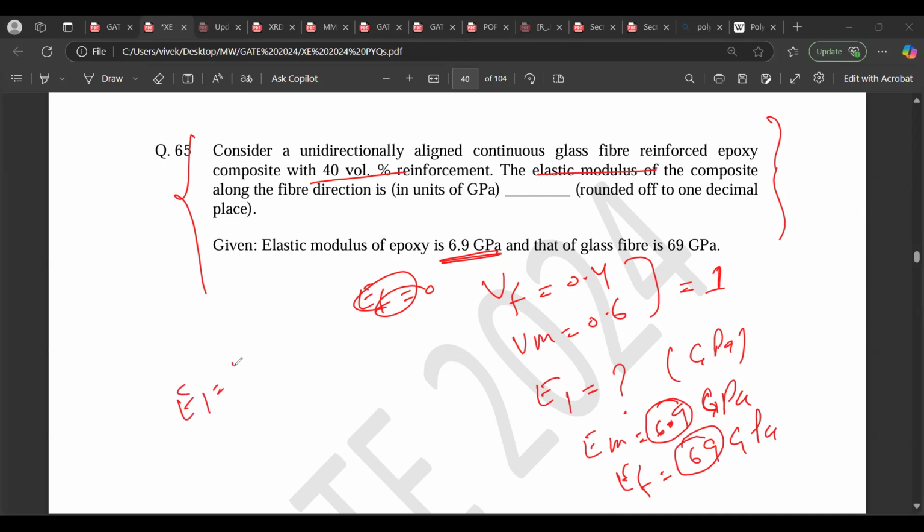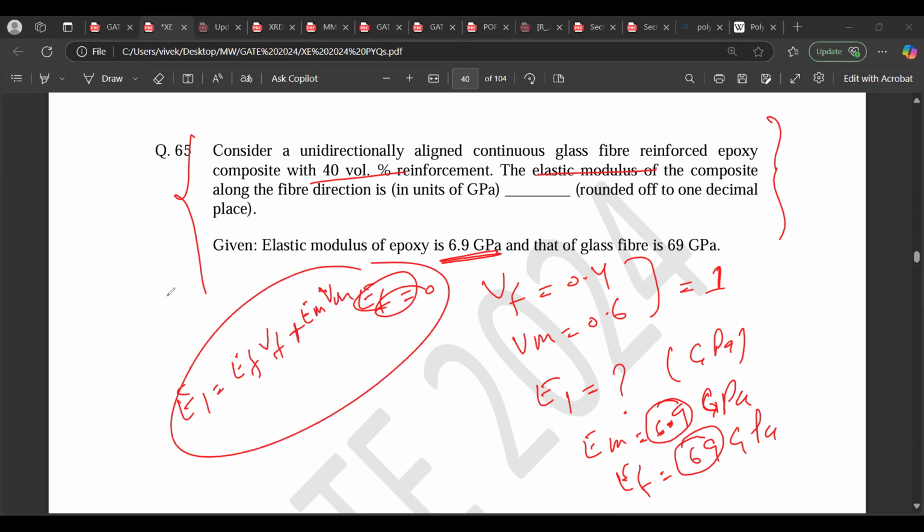So your E1 is VF times EF plus VM times EM. It's so easy, you get your answer within seconds.